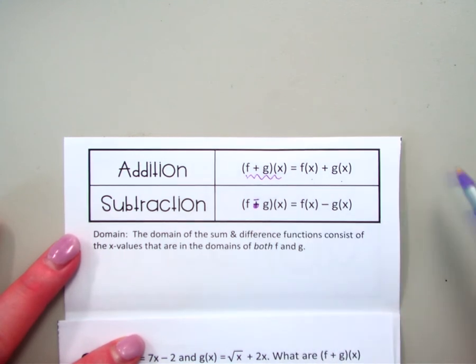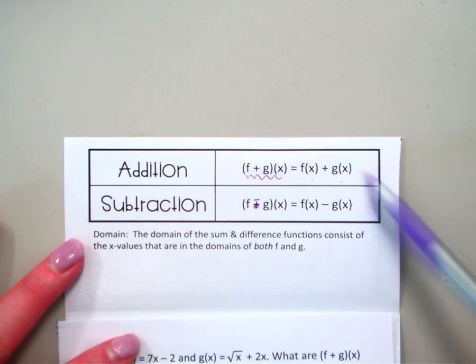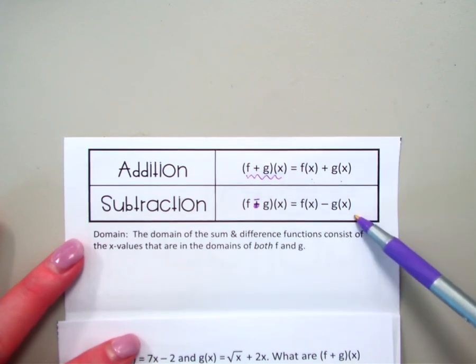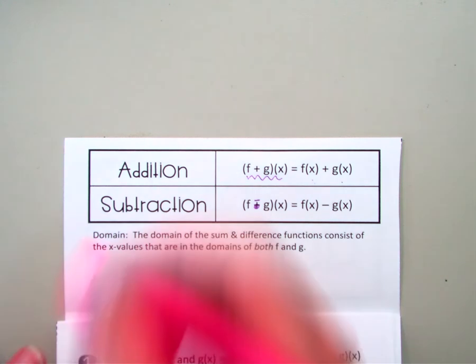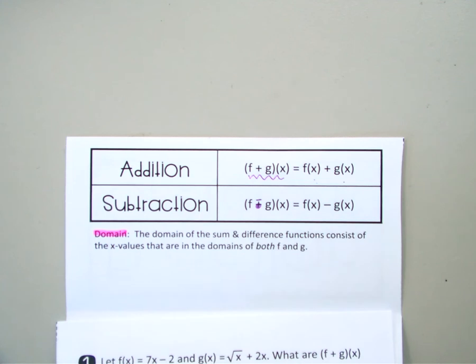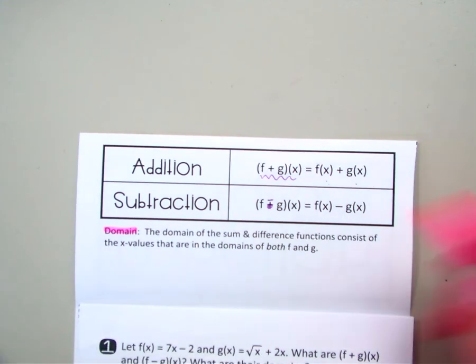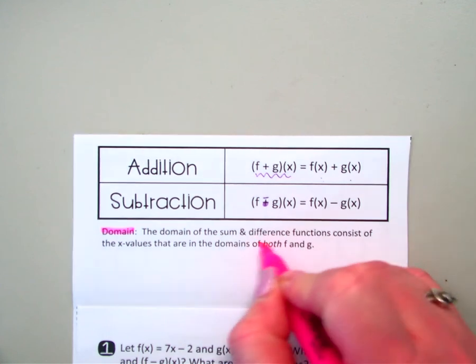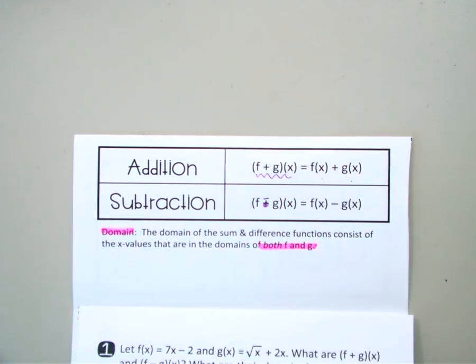What these are saying is you're going to add the two functions together. This one is saying you're going to subtract the two functions. Down here, when you're doing your operations with your functions, the domain of the sum or the difference consists of the x values that are in the domains of both. This kind of goes along with the inequalities that we were dealing with, the ands and the ors. It's kind of like the and inequality. The domain would have to be able to work in both of the functions after you add them or subtract them. That's an important thing to keep in mind.